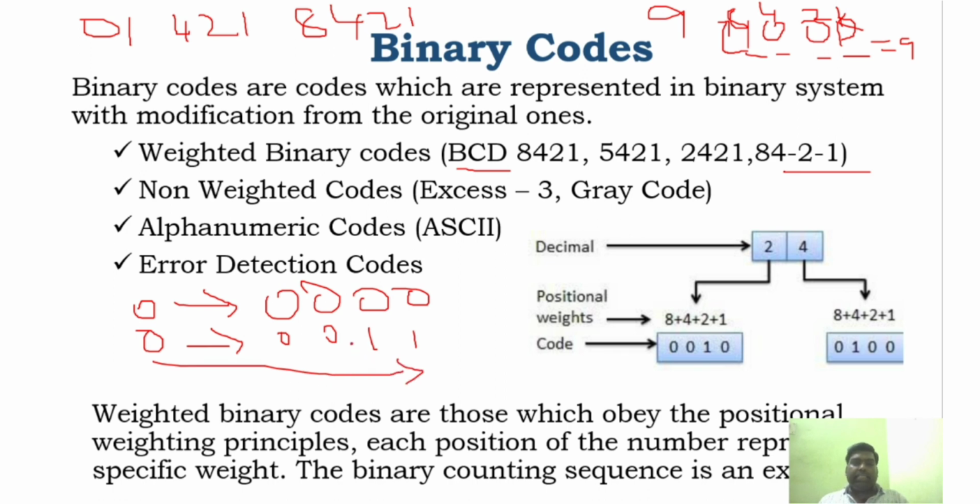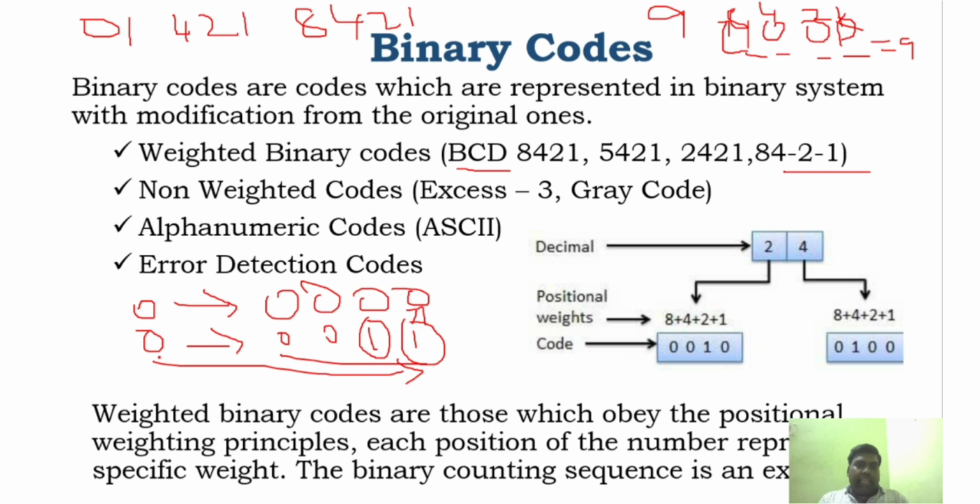So here the weight of the bit position is not obeyed. If you add all the bits, it will not come to 0. That is called non-weighted codes. And the different types of non-weighted codes are XS3 code and gray code.